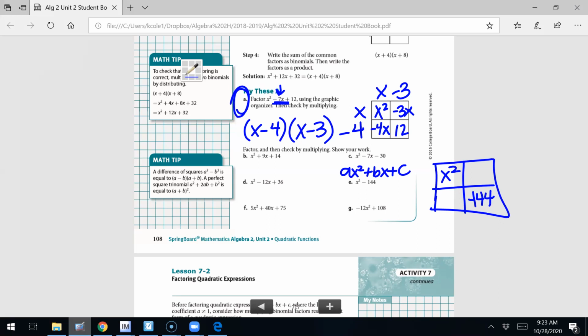I want you to do B and C and D for homework. Those three. B, C, and D for homework. That's it. Do those three. Submit that. We'll pick this up tomorrow.